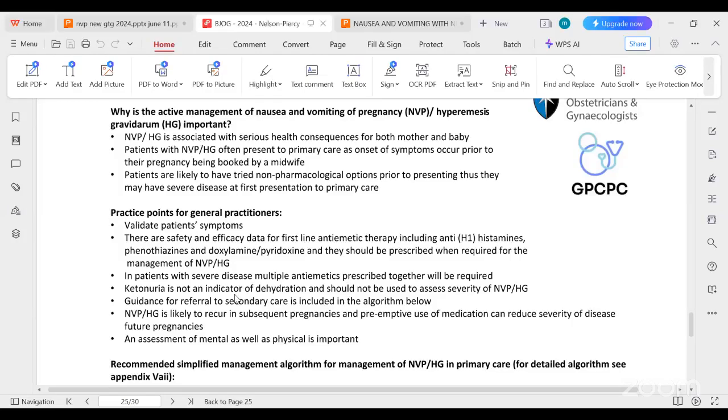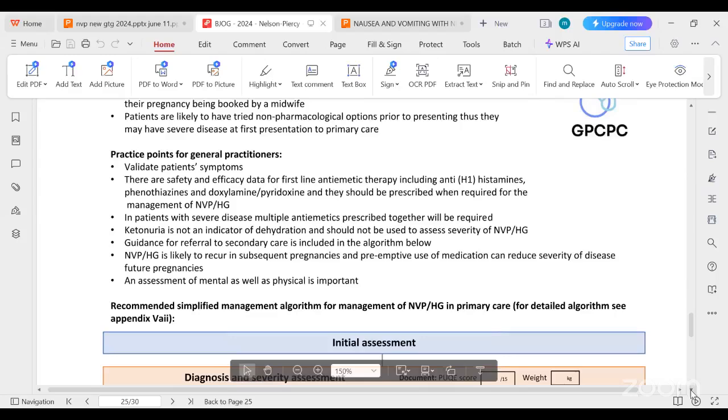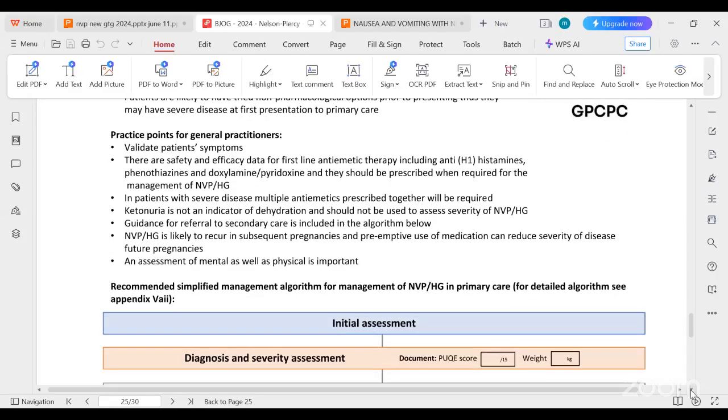Ketonuria should not be used as an indicator for dehydration, and secondary care guidelines should be given on when the patient should be referred for inpatient management. Okay, and a full mental and physical assessment should be done.